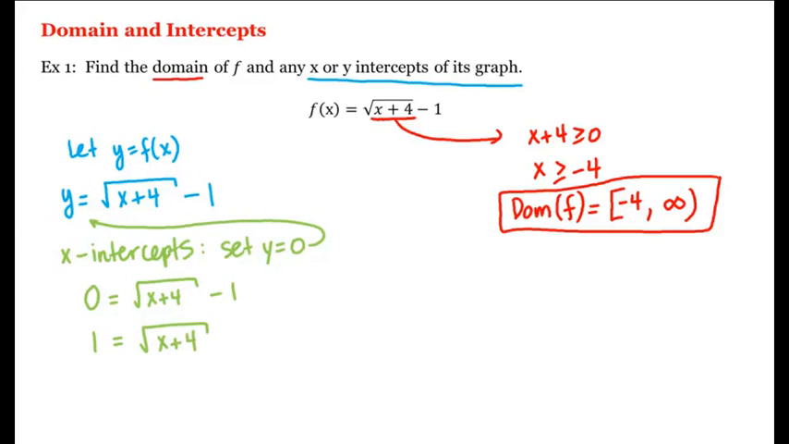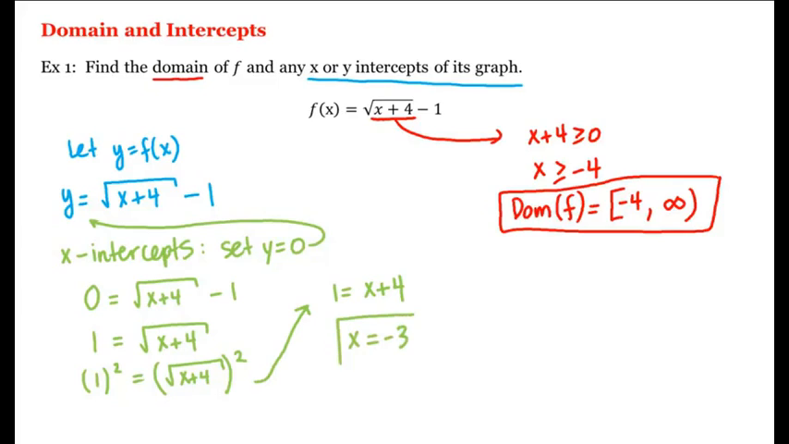And then squaring both sides, we have 1 squared is equal to the square root of x plus 4 squared, or 1 is equal to x plus 4. And then subtracting 4 from both sides gives us x is equal to -3. So the graph of f does have an x-intercept. All right, what about the y-intercepts?